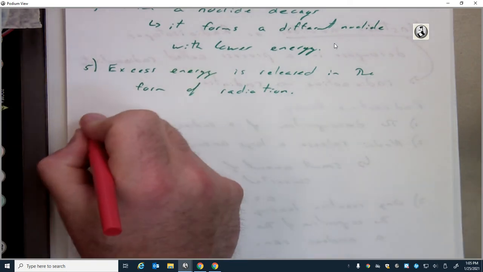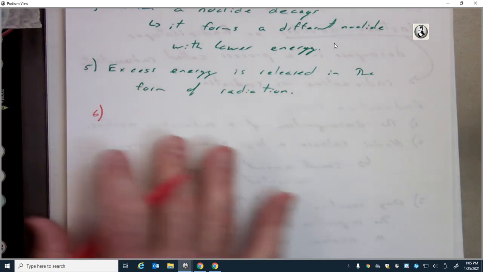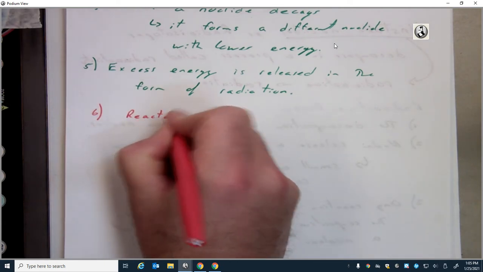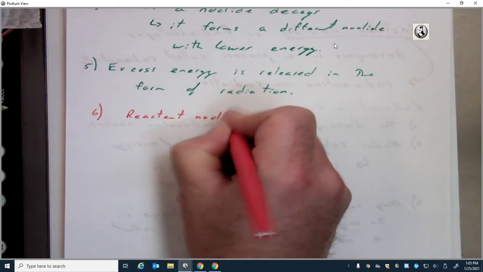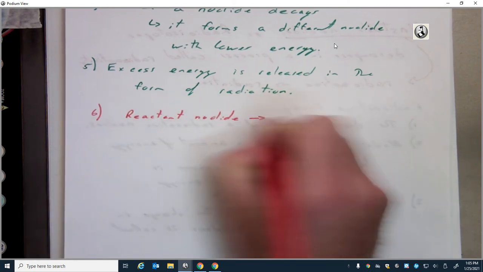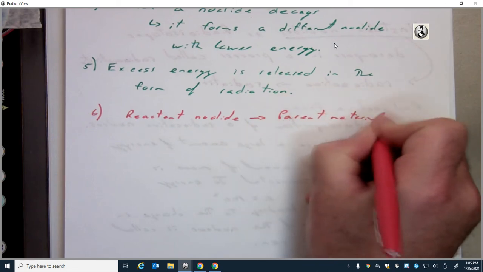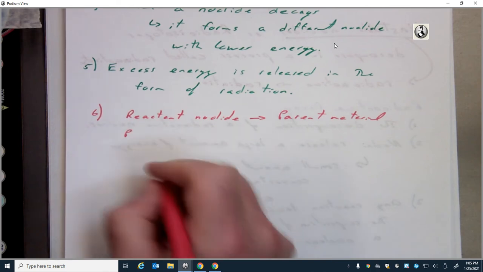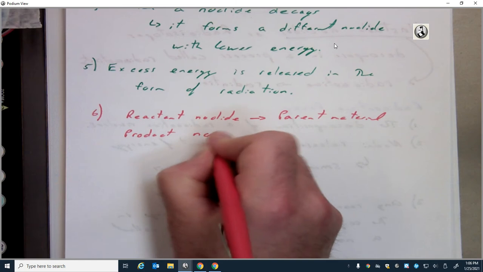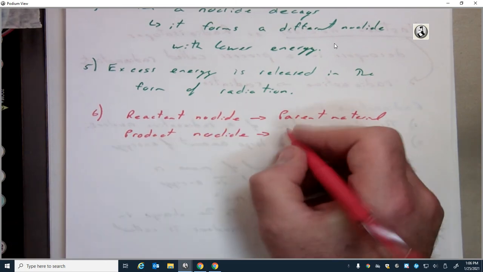Number 6. Our reactant nuclide, the thing that we start with, is called the parent material. Our product nuclide, or what it turns into, is called the daughter material.